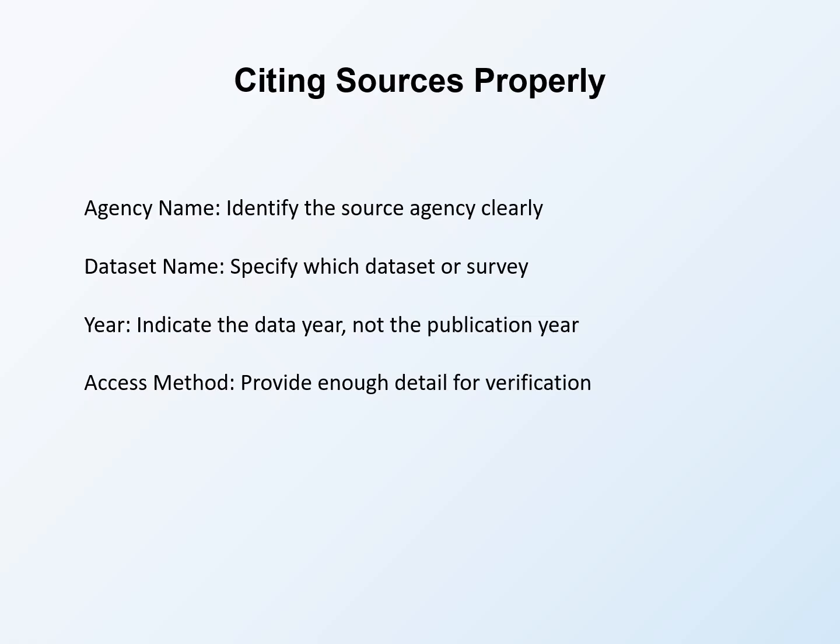Provide enough detail for verification. Reviewers should be able to find your statistic if they want to verify it. A general reference to census data is inadequate. "American Community Survey 2022 5-year estimates, Table S1701" is verifiable. Citation styles vary by funder. Some require formal academic citations. Others accept simpler references. Follow funder specifications when provided and default to clarity and completeness when not specified.